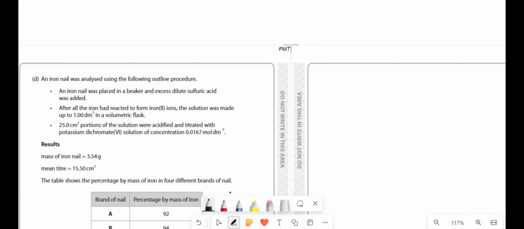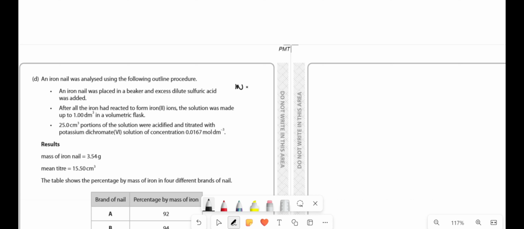So then it says an iron nail was analyzed using this procedure. So please make sense of what you're doing. Don't just jump straight into working out moles and trying to be the coolest person ever. It just doesn't work, because everyone doesn't read and they don't have reading comprehension, and it's really annoying. So step by step, make a flowchart and make sense of what's going on.